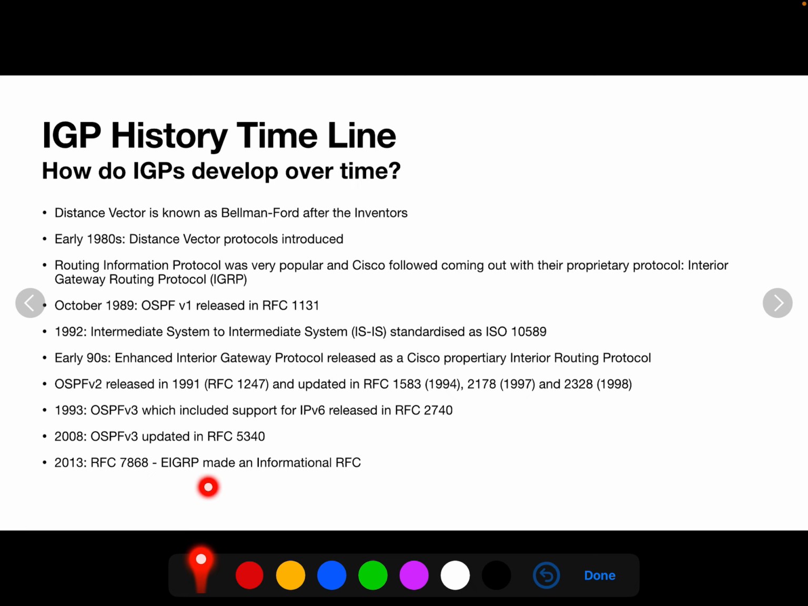This was when EIGRP was made an informational RFC. So this was a big moment, going from a proprietary protocol to being published as an informational RFC. So that's a timeline of IGPs.